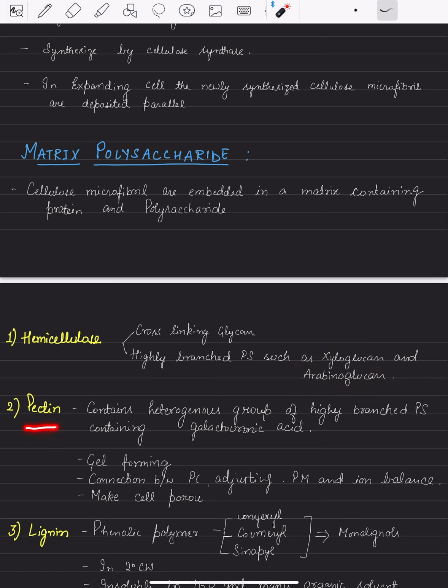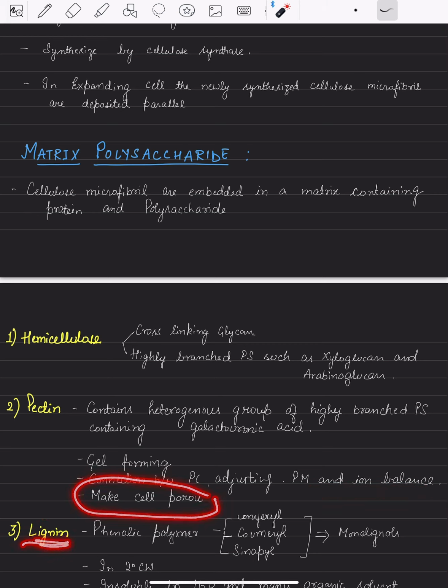And second is the pectin. This pectin is a heterogeneous group of highly branched polysaccharides containing galacturonic acid. This is also known as a gel forming component. It connects the plant cell walls, meaning the primary and secondary, and is basically responsible for maintaining the ion balance and making the cell porous also.